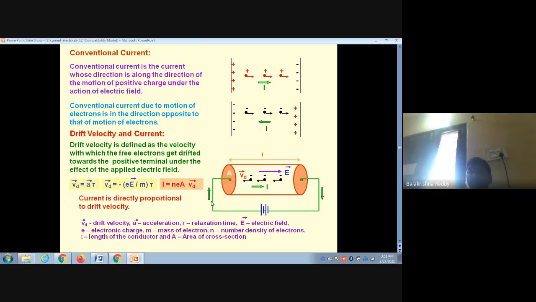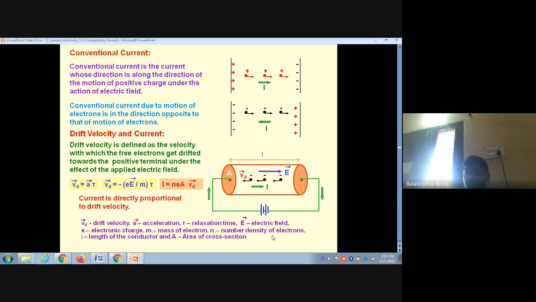This relaxation time means what? Relaxation time is nothing but the time between the average collision of an object, molecules, let us say electrons and positrons between them. The time taken for the average collision between the molecules or between the electrons is called relaxation time. E is the electric field, small e is electronic charge, m is the mass of electron, n is the number density of electron.